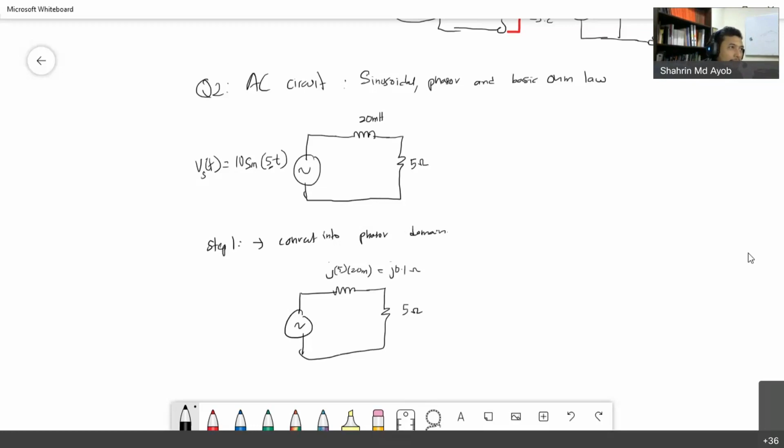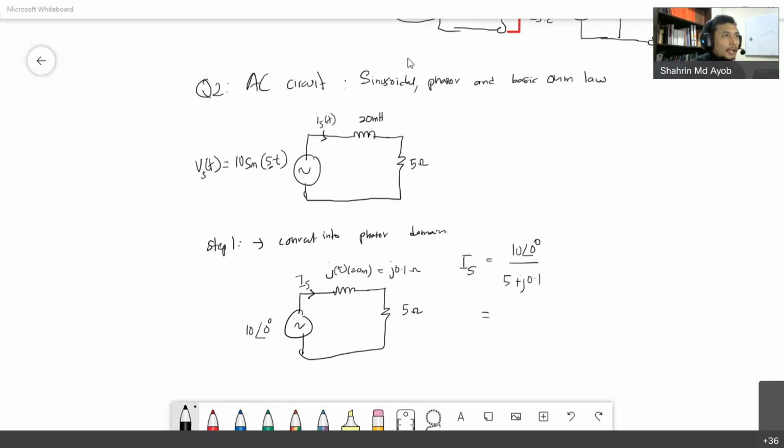Right now, what is given to you is sine. So my question: do you need to convert into cos? No need. You can just use 10 with an angle of 0. Then calculate, for example, the question is to calculate your I_s(t). So this is your I_s, equal to 10 angle 0 over the impedance 5 plus j0.1. Can you calculate that for me?